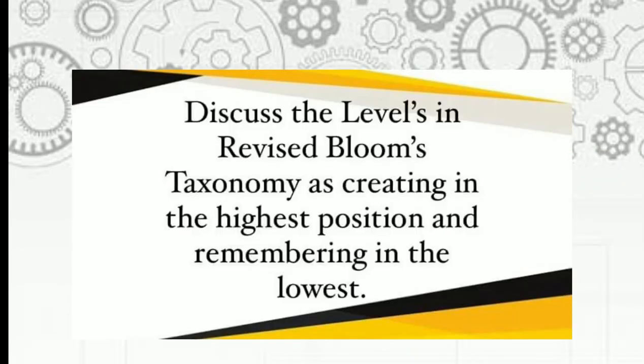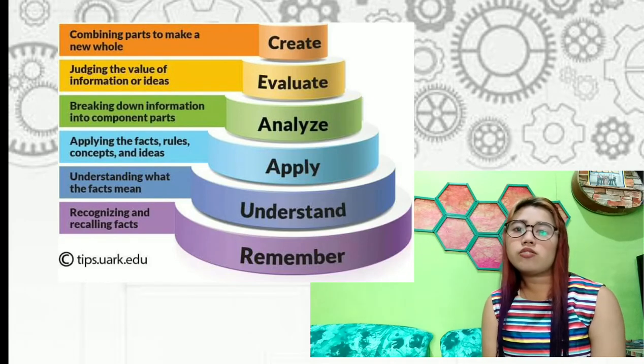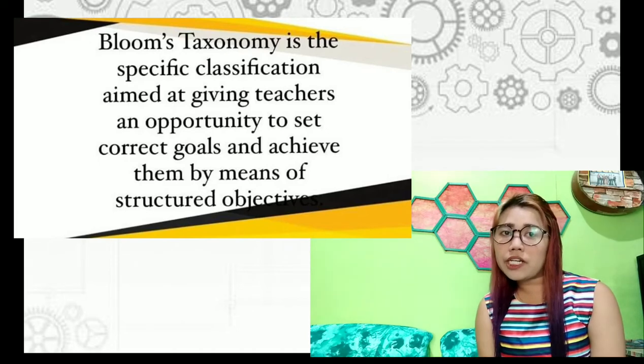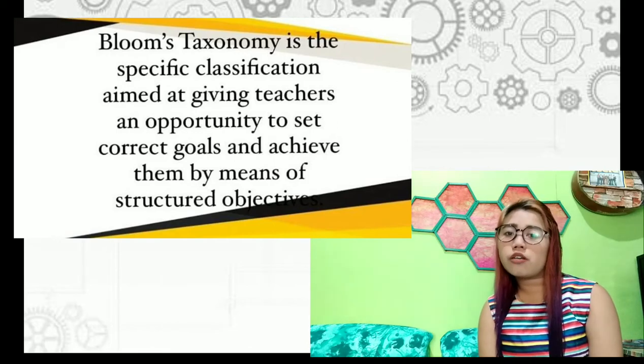Discuss the levels in the revised Bloom's taxonomy, with creating in the highest position and remembering in the lowest. There are six levels of cognitive learning according to the revised version of Bloom's taxonomy. Each level is conceptually different. The six levels are remembering, understanding, applying, analyzing, evaluating, and creating. Bloom's taxonomy is a specific classification aimed at giving teachers an opportunity to set the correct goals and achieve them by means of structured objectives.